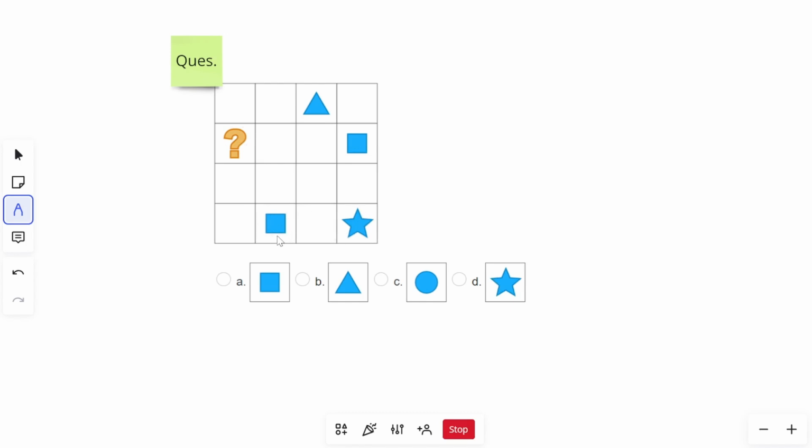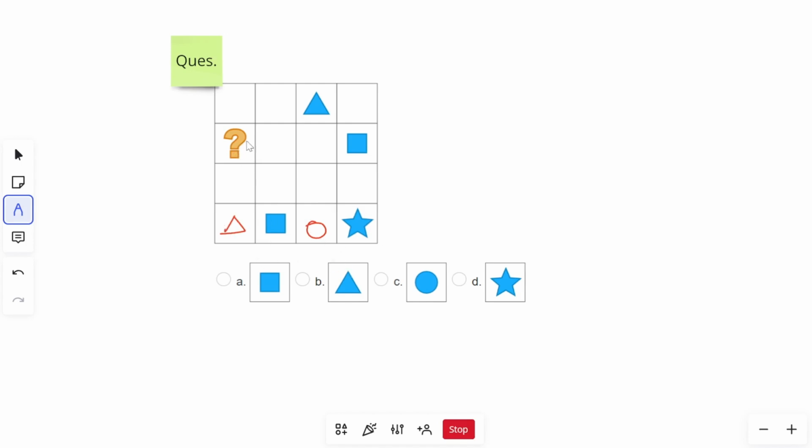See, now we already have square and star, two things in this row. Right now, what are the other two things which can come in these two empty boxes? One circle and one triangle. Obviously triangle cannot come in this row because in this row already one triangle is there. So the only option that can come in this row is circle. Then the only one left for this row is triangle. So triangle will come here and circle will come here.